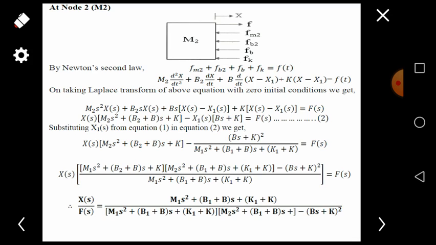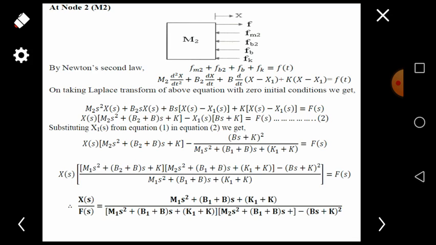X(s) plus b2 s into X(s) plus bs into (X(s) minus X1(s)) plus k into (X(s) minus X1(s)) equal F(s). X(s) into m2 s square plus (b2 plus b) into s plus k, minus X1(s) into (bs plus k) equal F(s).